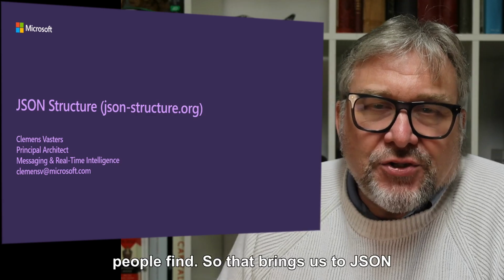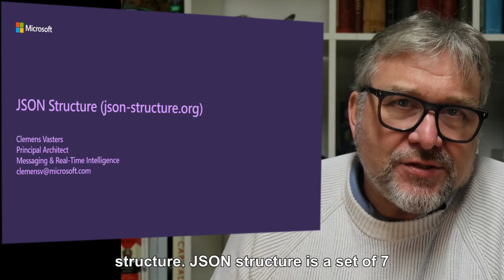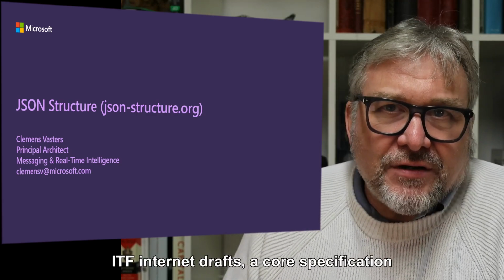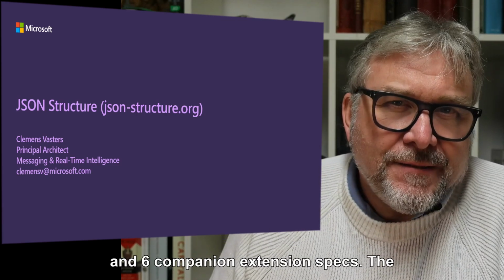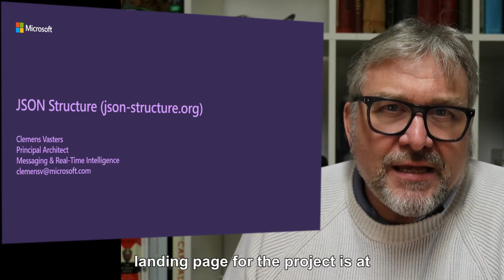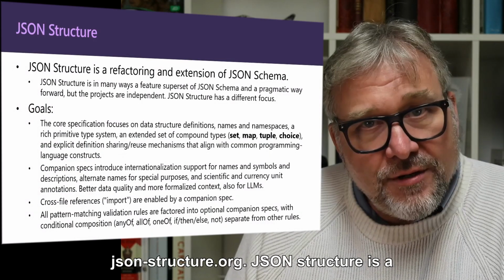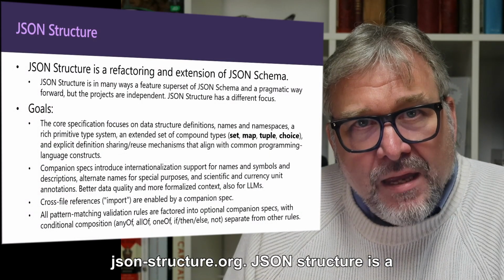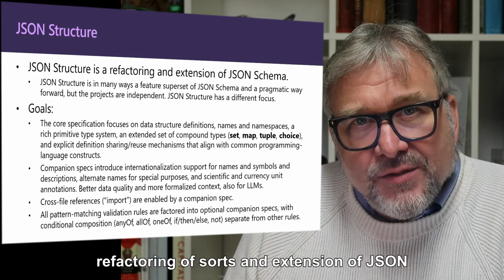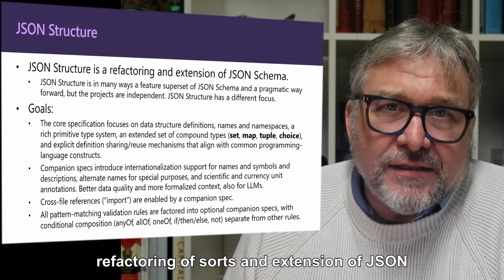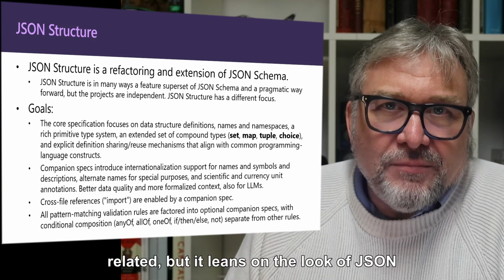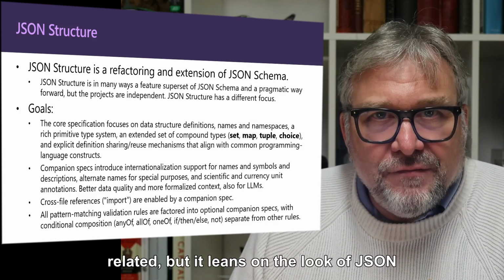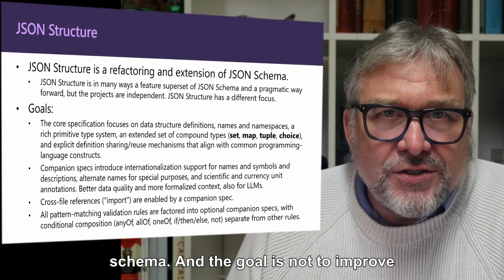So that brings us to JSON structure. JSON structure is a set of 7 IETF internet drafts, a core specification, and 6 companion extension specs. The landing page for the project is at json-structure.org. JSON structure is a refactoring of sorts and extension of JSON schema, even though the projects are not related, but it leans on the look of JSON schema.